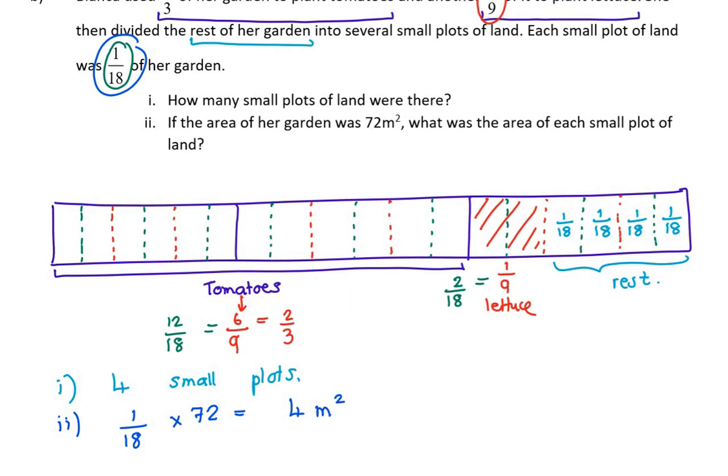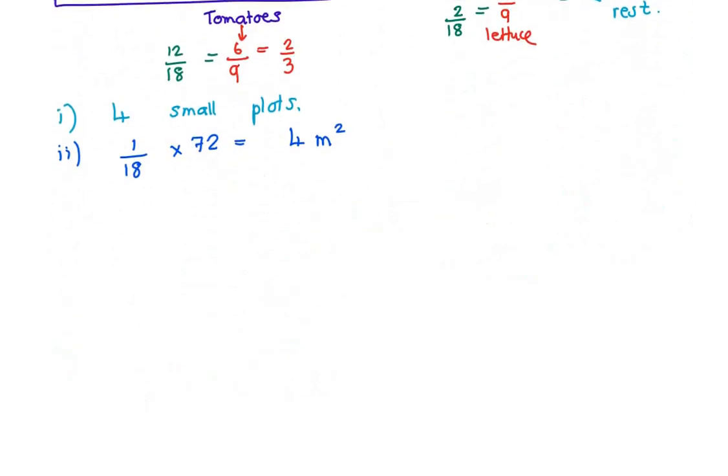I would get that it's 4 meters squared for a plot of land. So basically each of these blocks represented 4 meters squared, and so you have 18 little plots of 4 meters squared. 12 of those blocks would be for tomatoes, 2 would have been for lettuce, and then you had 4 of these 4-meter squared plots. Cool, so that was a fun one.